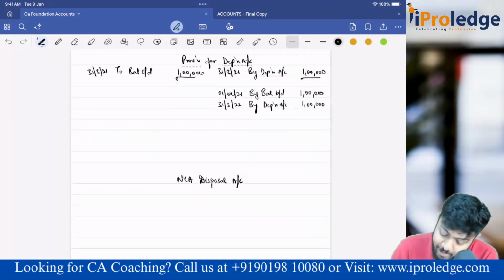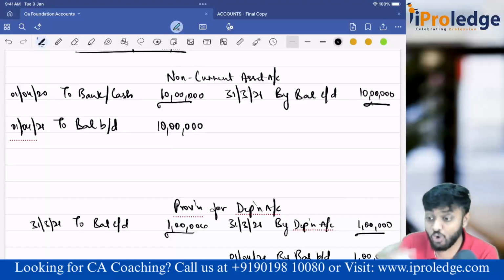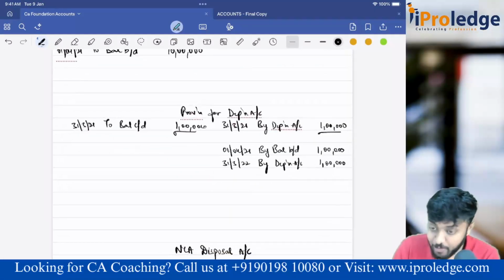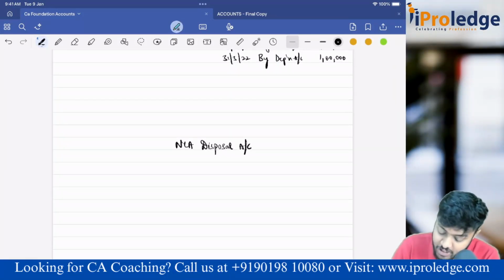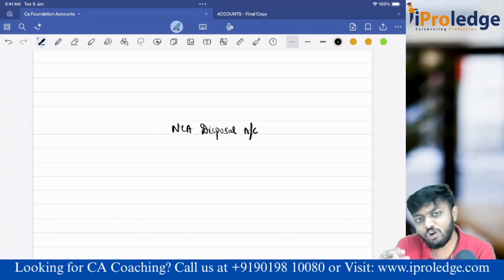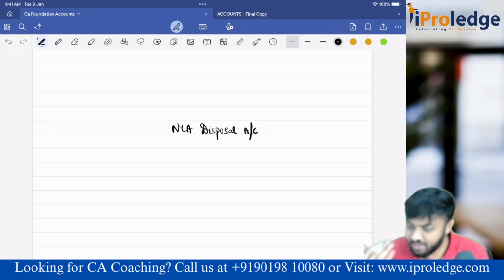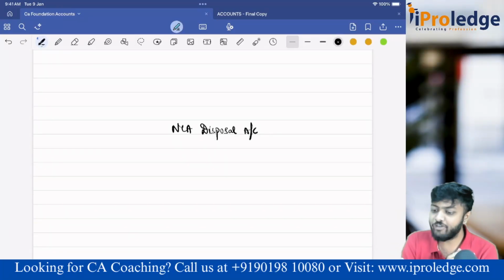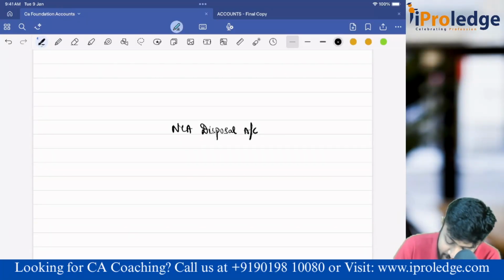1,50,000. So where will it come? Will profit come in machinery non-current asset account? No. Will it come in provision for depreciation? No. We have a separate account for all this now. We'll put it here. The profit will generally come in this account, debit side, or you can also find it out as balancing figure. Anything is okay. So I've calculated profit or loss. So I'll put it here in the debit side.